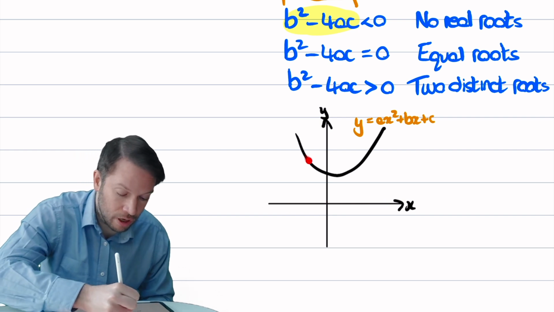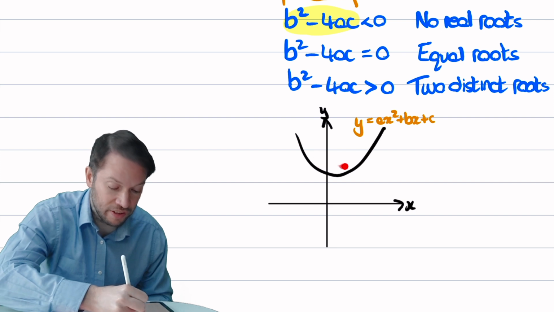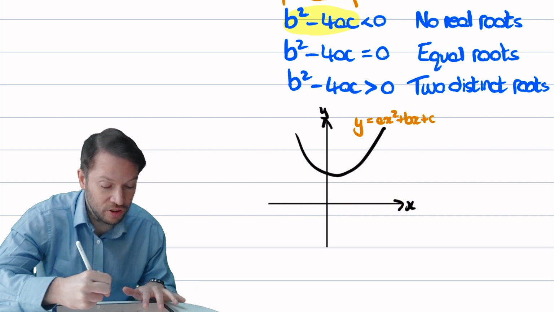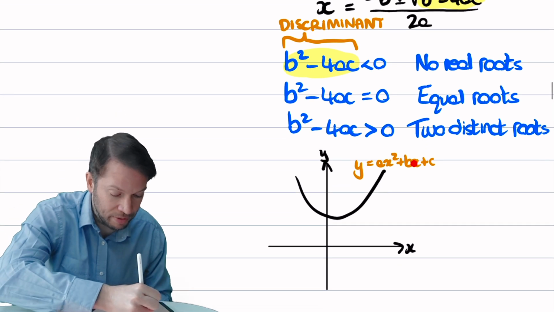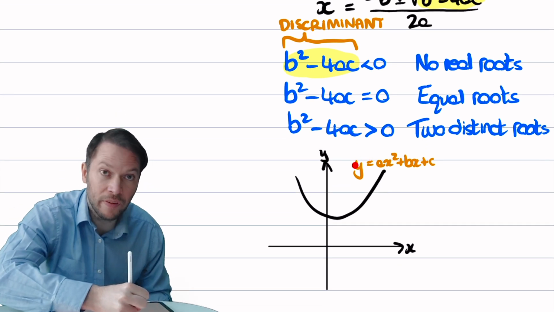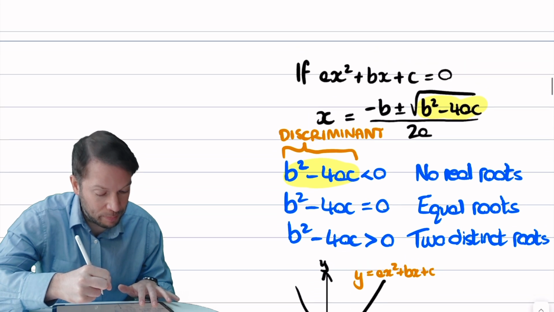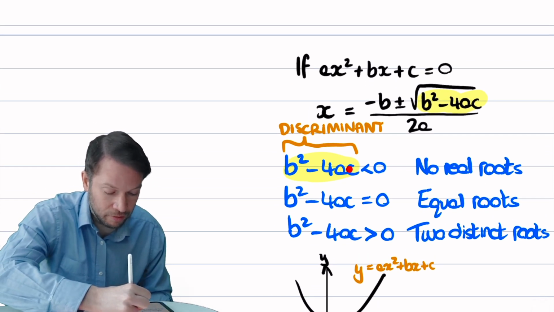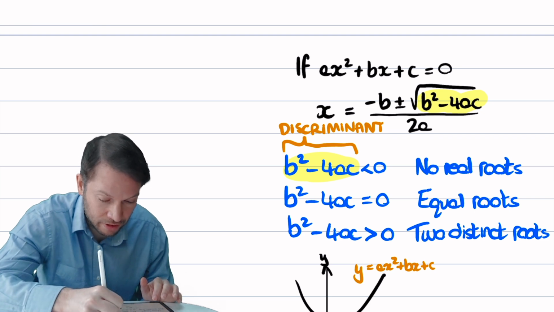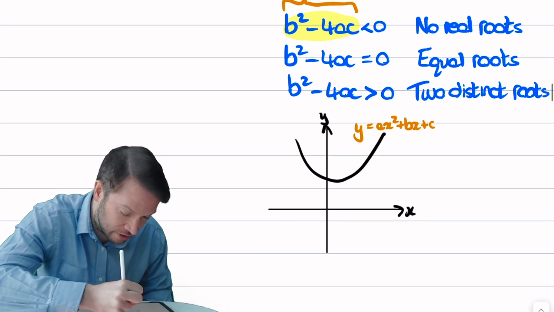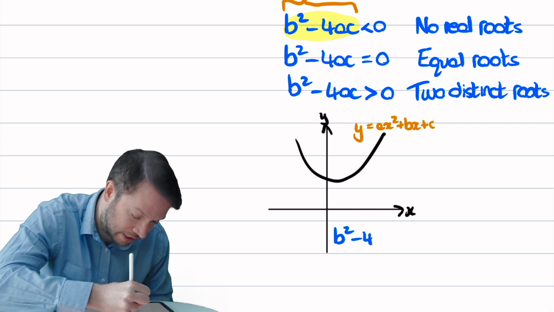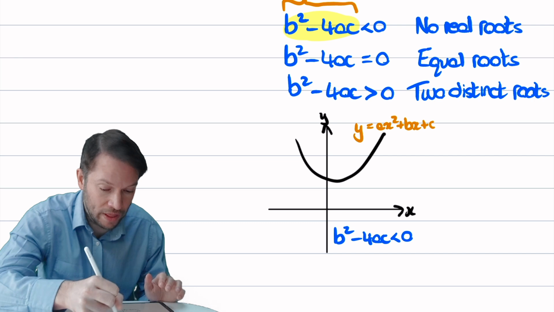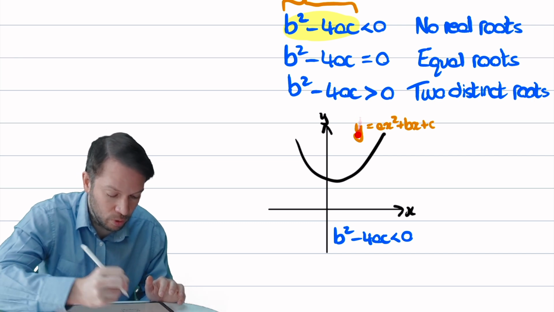But you can see this graph, the y value is never 0 because it never hits the x-axis. So it's not possible for ax squared plus bx plus c to give you a y value of 0. And that would be because you have no real root. So that would be when b squared minus 4ac is less than 0. So in this particular case, the discriminant b squared minus 4ac would be less than 0 because there's no solutions when the y value here would be 0.